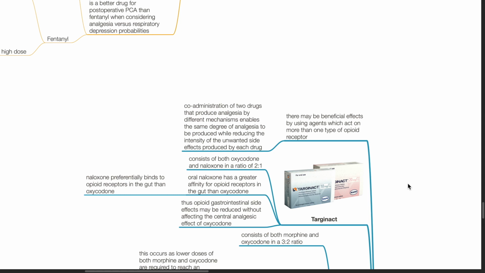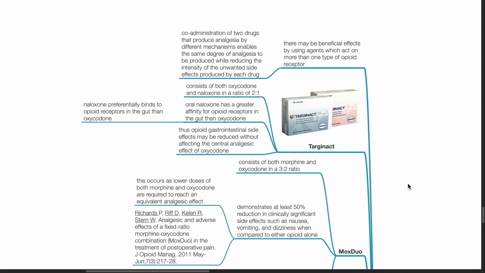Examples include Targinet. This consists of both oxycodone and naloxone in a ratio of 2 to 1. Oral naloxone has a poor oral bioavailability and a greater affinity for opioid receptors in the gut than oxycodone. Naloxone preferentially binds to opioid receptors in the gut than oxycodone. Thus, opioid gastrointestinal side effects may be reduced without affecting the central analgesic effect of oxycodone.